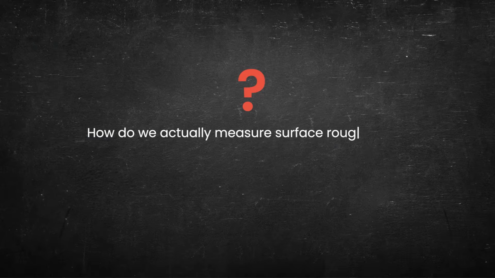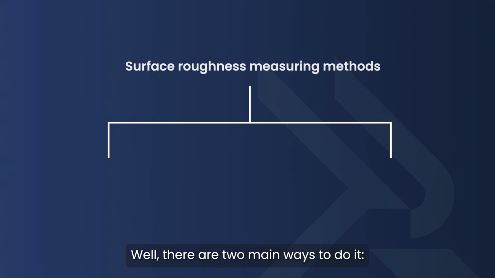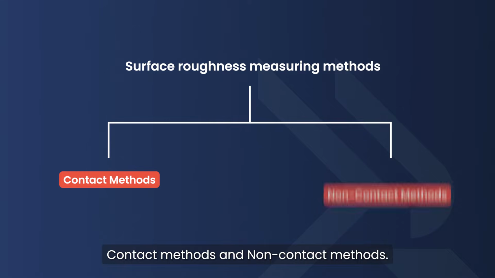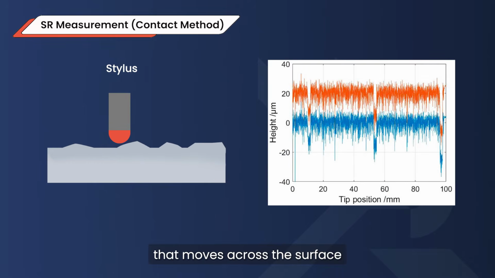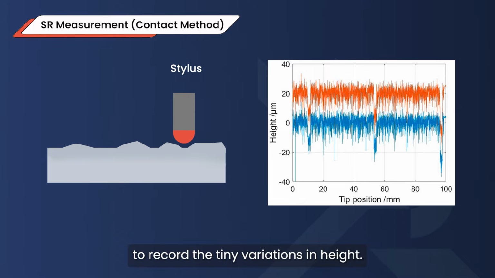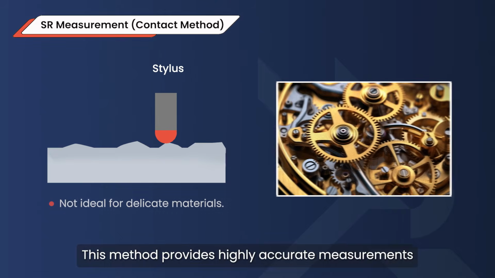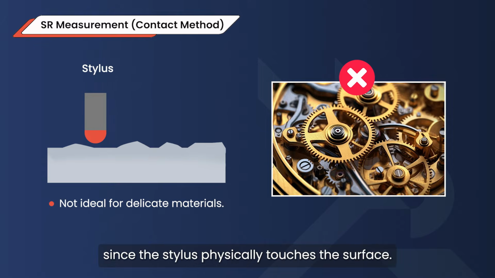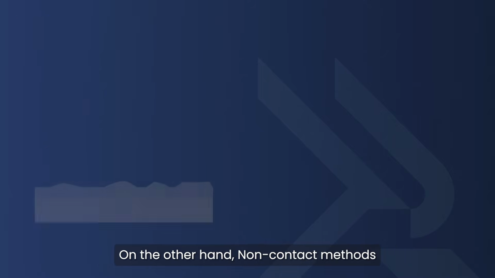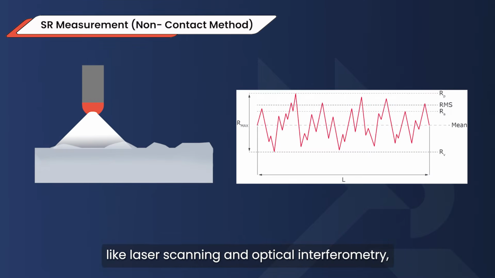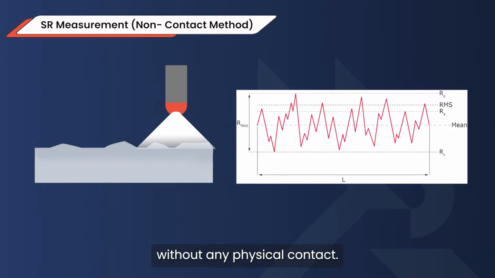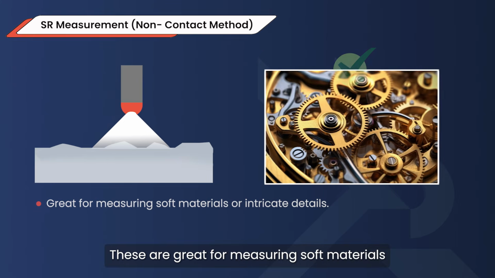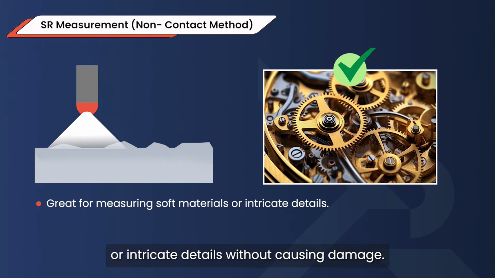But how do we actually measure surface roughness? Well, there are two main ways to do it: contact methods and non-contact methods. The contact method uses a stylus that moves across the surface to record the tiny variations in height. This method provides highly accurate measurements, but isn't ideal for delicate materials since the stylus physically touches the surface. On the other hand, non-contact methods like laser scanning and optical interferometry use light to analyze the surface without any physical contact. These are great for measuring soft materials or intricate details without causing damage.